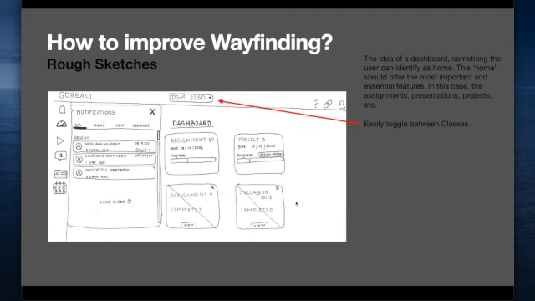Up here at the top, you should be able to easily choose which class you're under and know exactly where you're at all times. That improves wayfinding. This third option was less used, but it's important nonetheless.